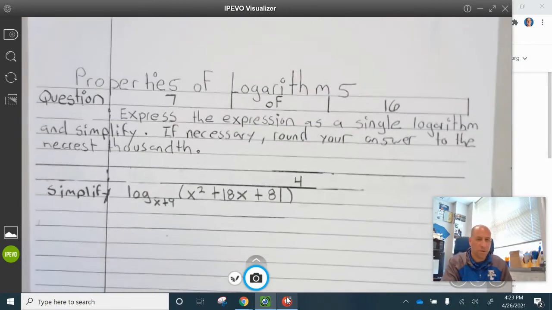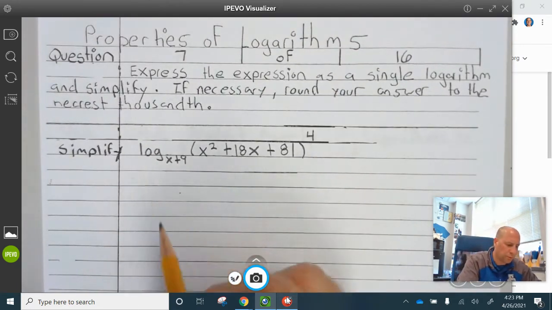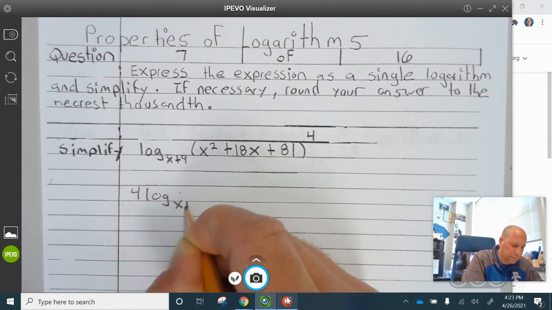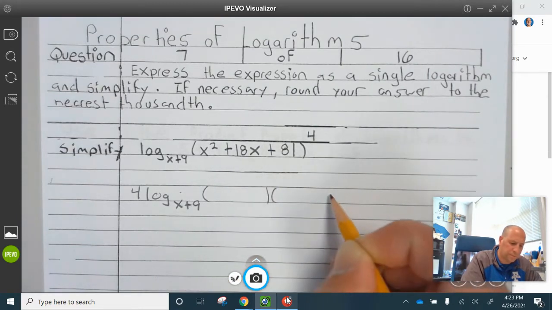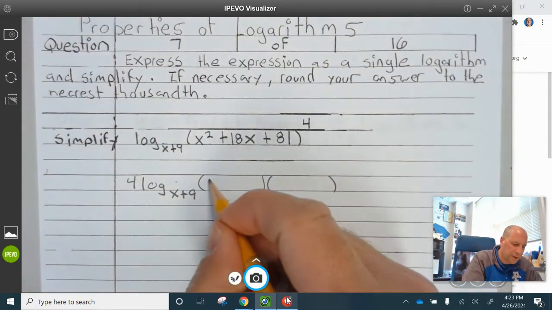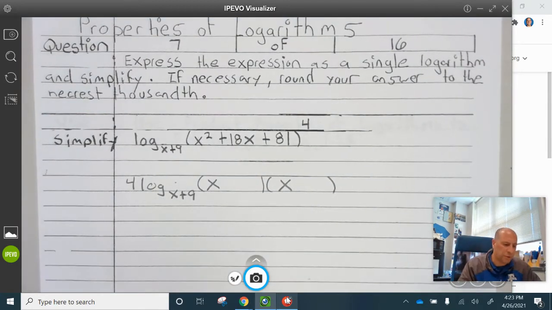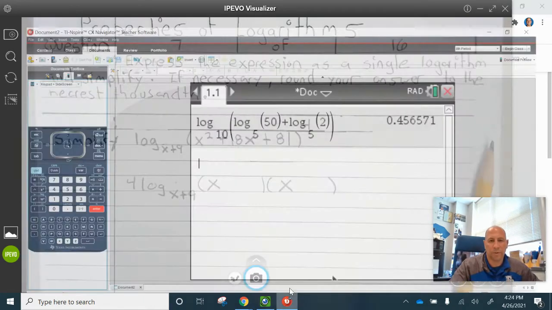All right. Question 7 of 16. Express the expression as a single logarithm and simplify. If necessary, round your answer to the nearest thousandths. Okay, so first off, we bring the 4 to the front, so that's 4 times log base x plus 9. We're going to factor that as 2 parentheses. We know x and x makes x squared. Now we need to find all the numbers that multiply to give you 81 and combine to be 18. Okay, and we can actually use our calculator for this.